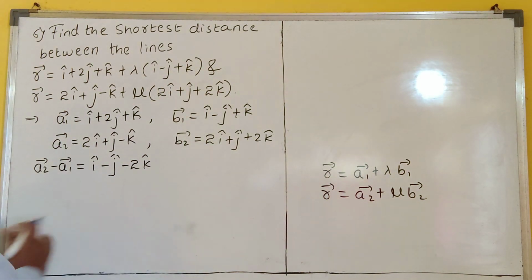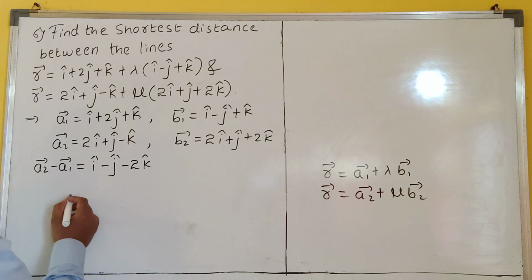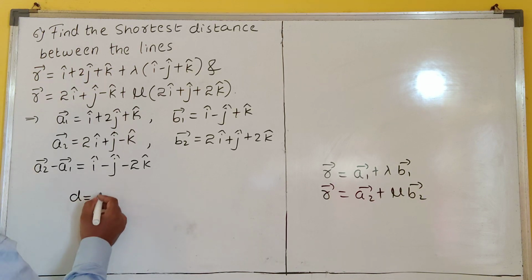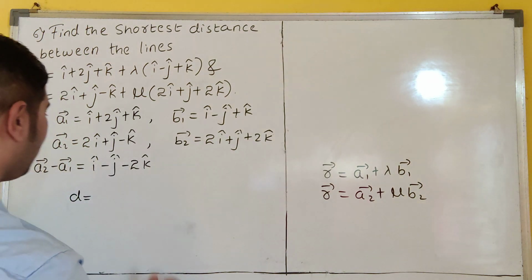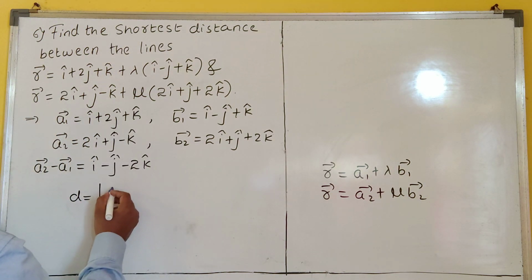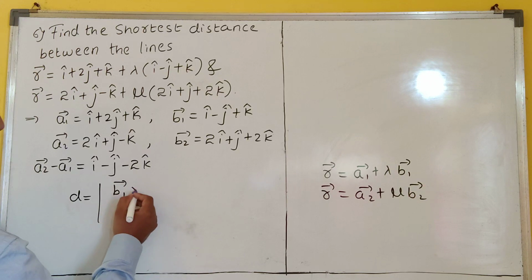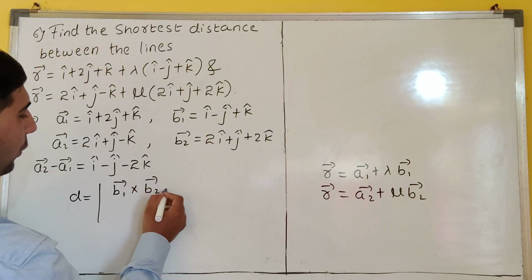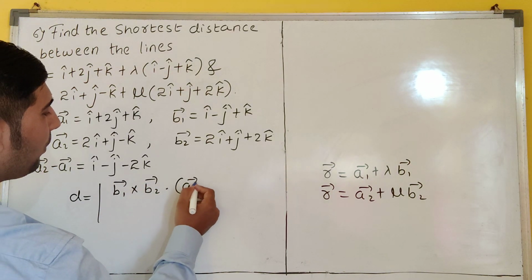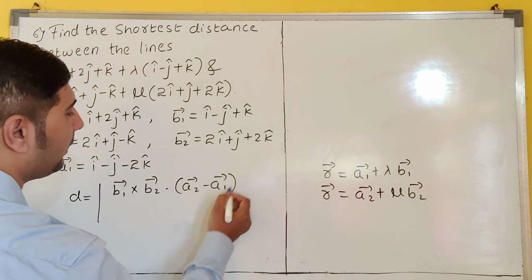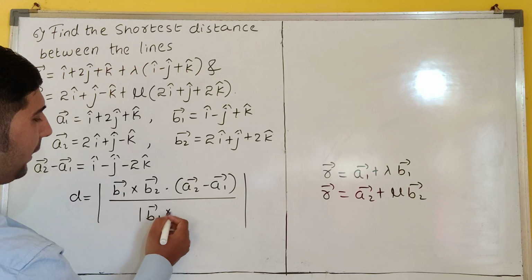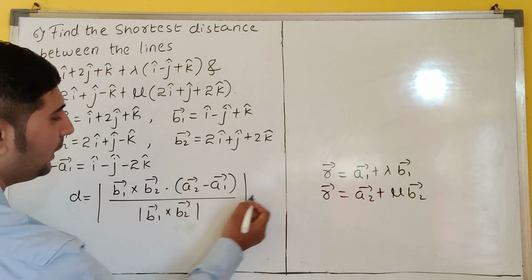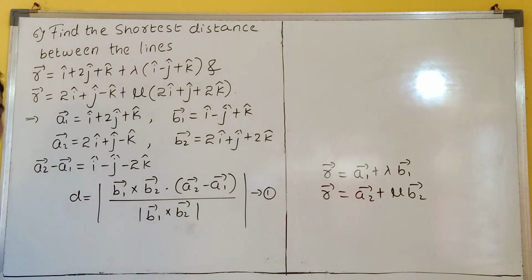So now see, we have a formula, dear students. D is equal to, when both b1 and b2 are different, meaning skew lines, I have told you: modulus of vector b1 cross vector b2 dot a2 minus a1 vector, whole divided by magnitude of b1 cross b2. This is equation number 1, dear students.